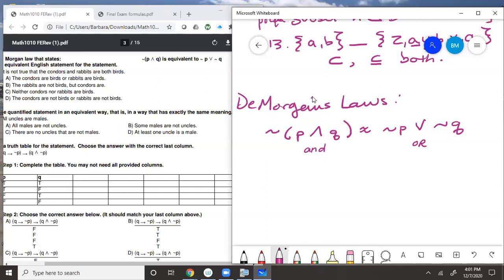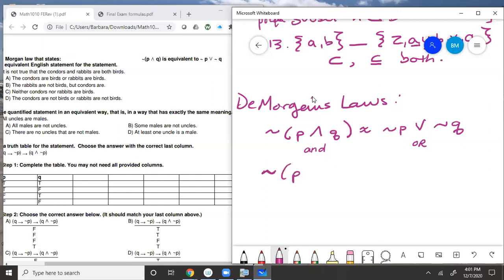Now, likewise, not (P or Q), what do you think that's equivalent to? We'll apply the not to P, not P, and we're going to flip this and make that an and, not Q. Okay, so that's De Morgan's laws.